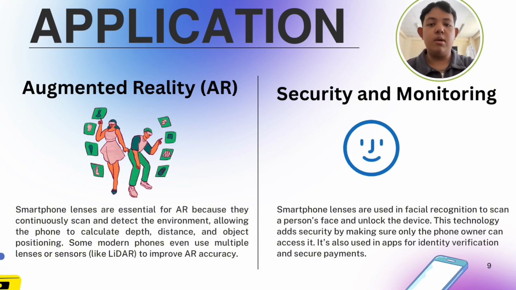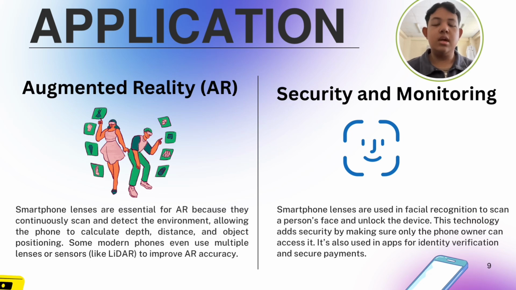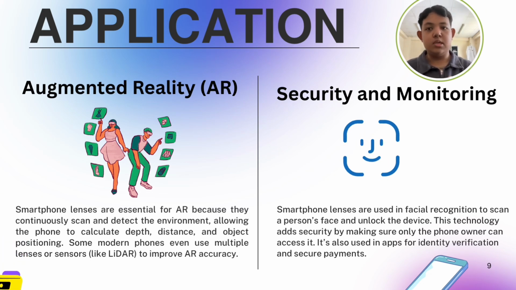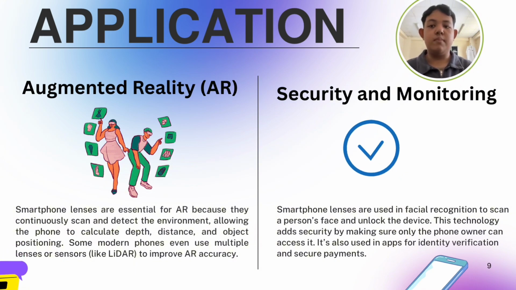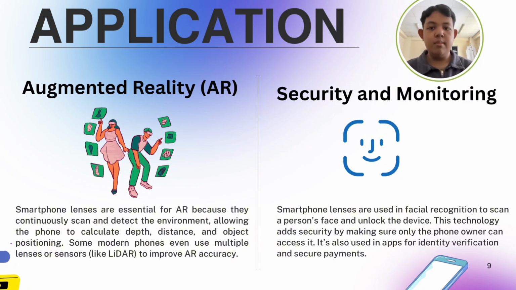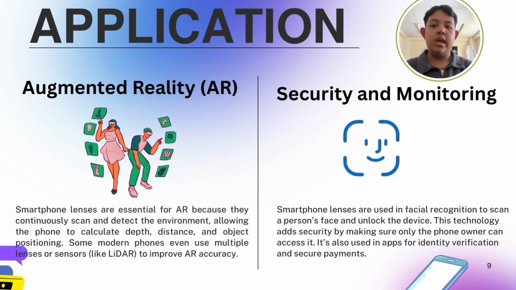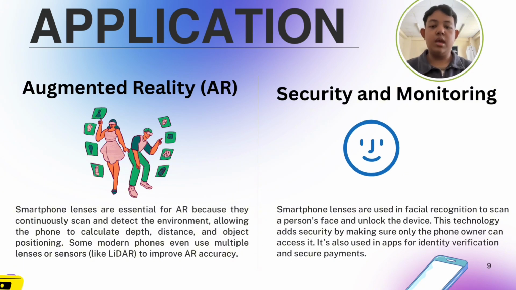Moreover, we have augmented reality, or AR. Smartphone lenses are crucial in AR experiences. They continuously scan the environment to detect objects, calculate distance, and track motions. This allows AR apps to place digital items into the real world, like games, educational tools, or navigation apps. Some phones even use extra sensors like LiDAR to improve accuracy.